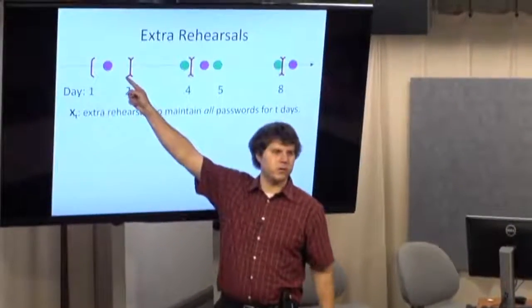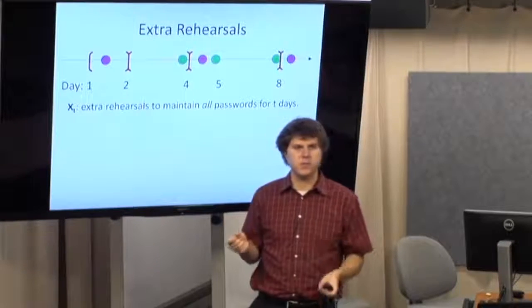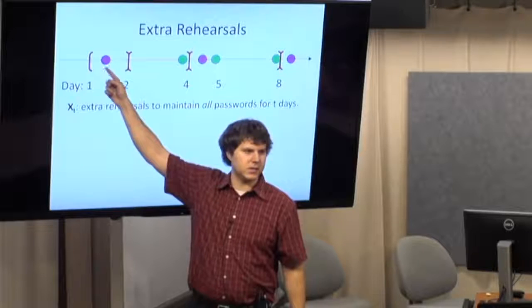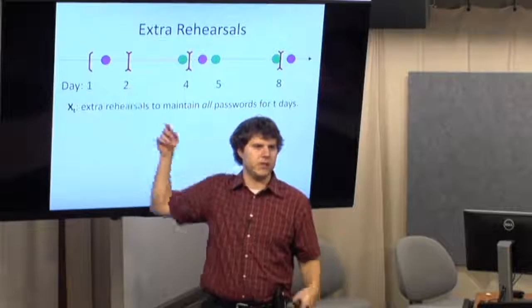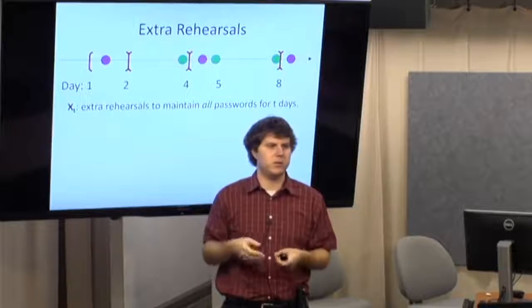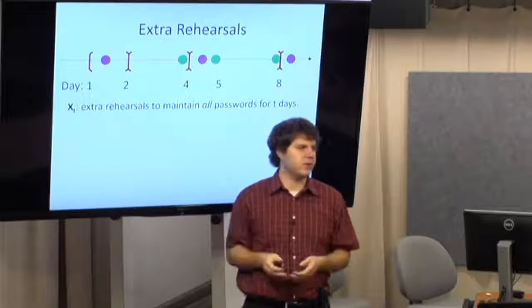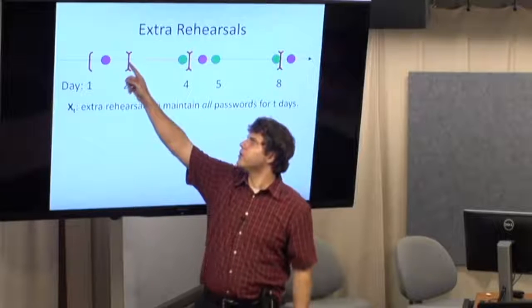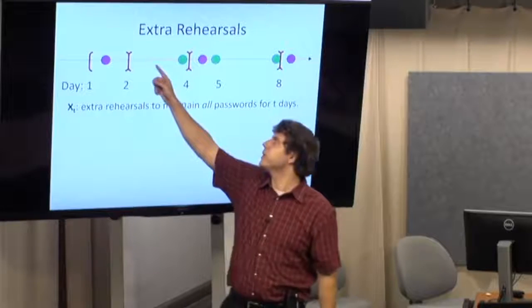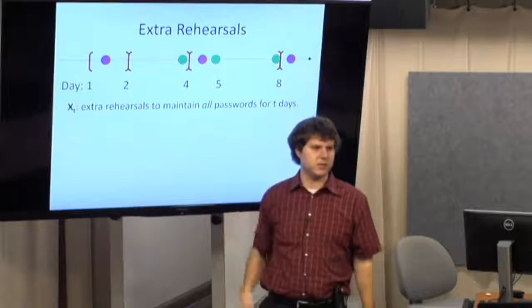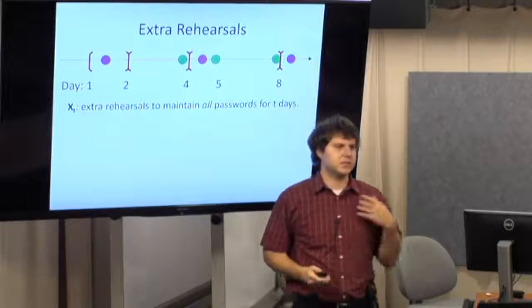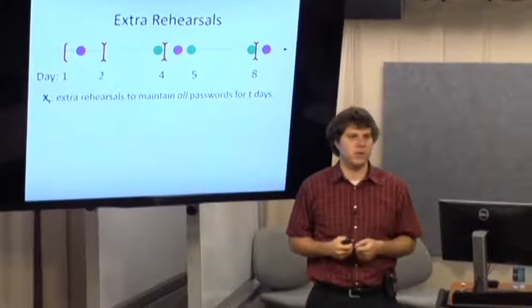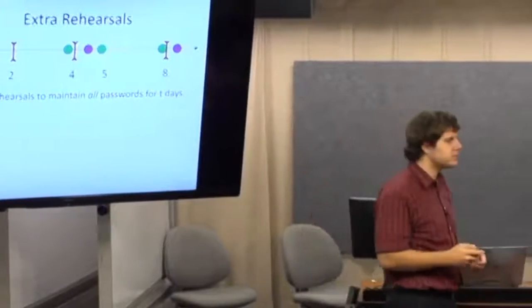Okay, so, let's break this down. The user has an Amazon password, which they don't rehearse during this window. So if we want to guarantee that the user remembers the password, we're going to have to remind the user to rehearse their password once during this window. And that's an extra rehearsal beyond what they would do in their natural course of internet usage. Similarly, for Google, the user is going to have to be reminded to rehearse his Google password once during this interval because he doesn't visit Google during that time interval. So in this case, there are 2 extra rehearsals that the user would need to do to remember all of his passwords for 8 days.